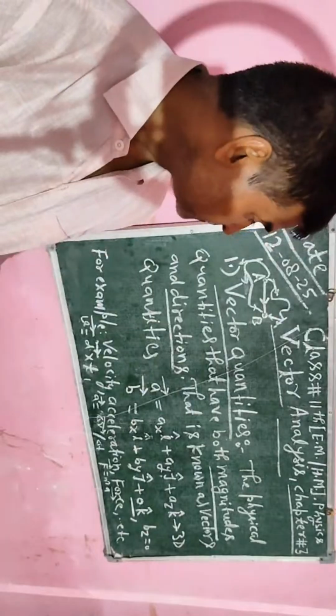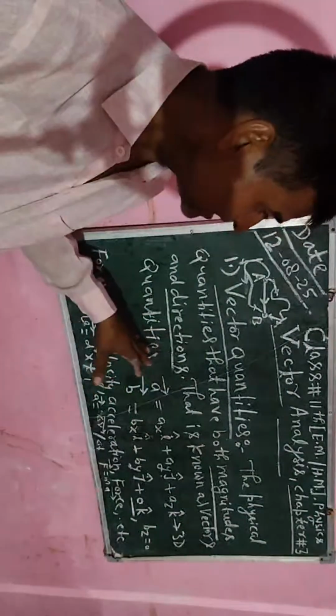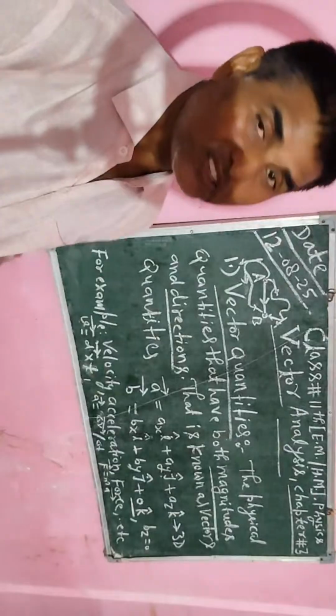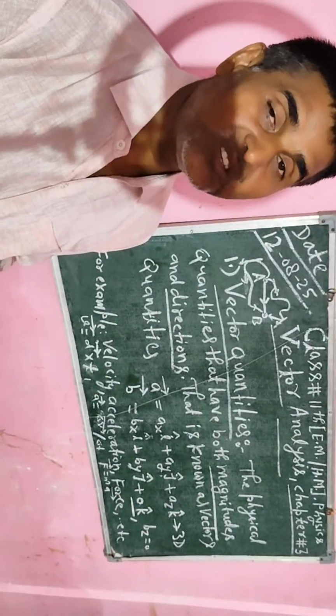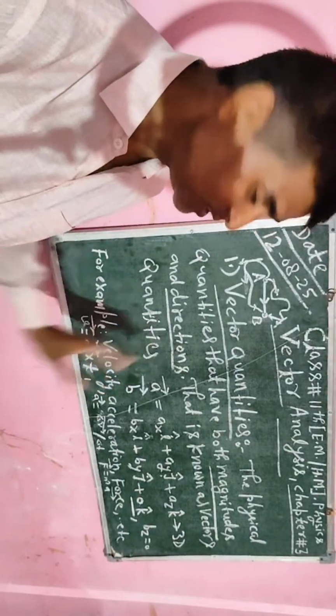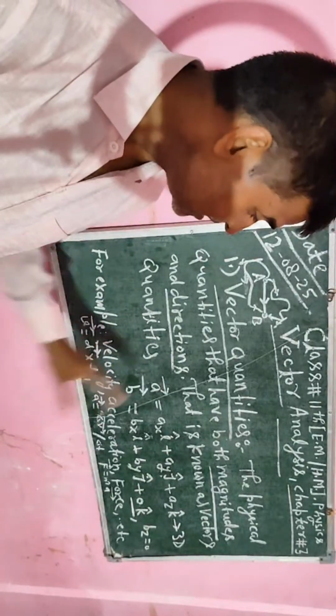Now, if I explain any topic in English, it means that students who are reading in English medium, that is in the CBSE board, can also understand all the information clearly, because this is an important topic.